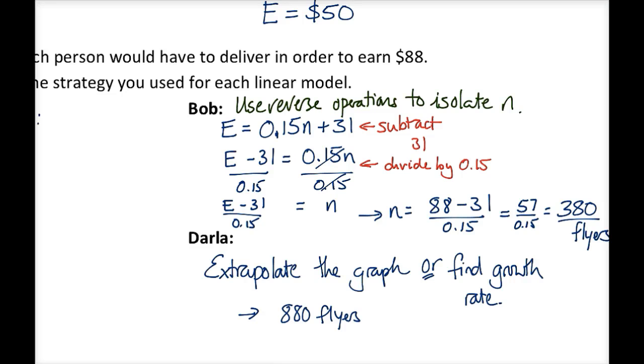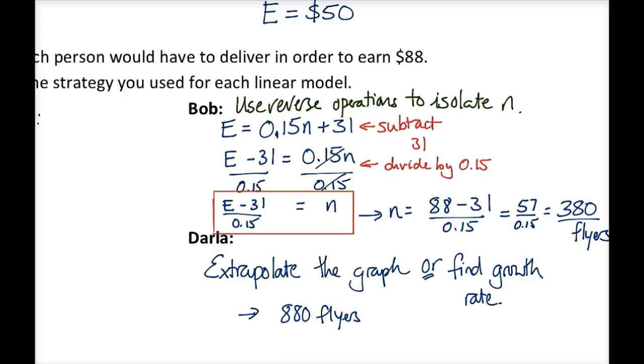So plus 31 here, so the opposite of adding 31 is subtracting 31. So we're going to subtract 31 from this side, which will get rid of this 31 here, and we'll have E minus 31 on the other side as shown on the next line. And then we're dividing both sides by 0.15 to isolate the independent variable. So I divide this side by 0.15, I need to divide this side by 0.15 as well, otherwise the equation is no longer in balance. So then that gives me this equation here, which represents the independent variable in terms of the dependent variable. So I can use that expression now and substitute the $88 in here for E. So replace E with $88, subtract the 31, divide by 0.15, and I get 380 flyers for my independent variable.